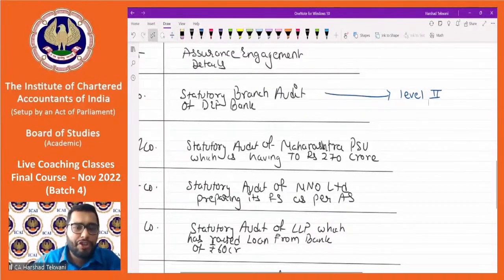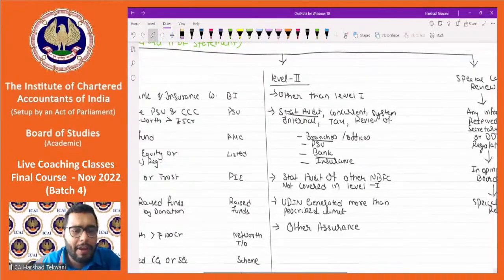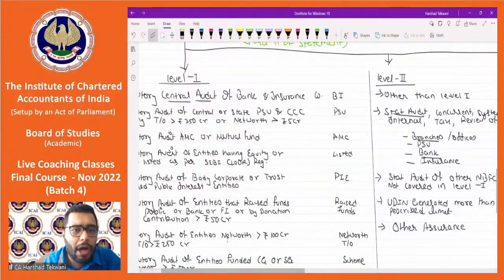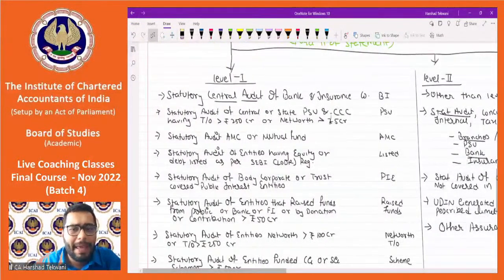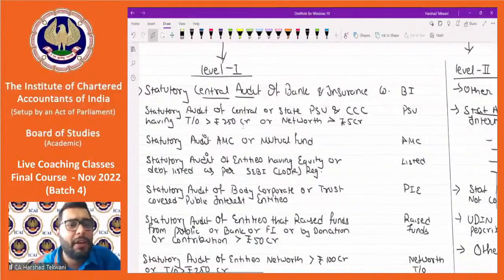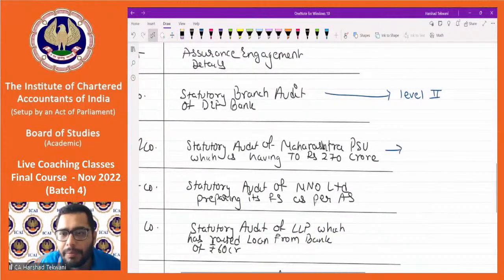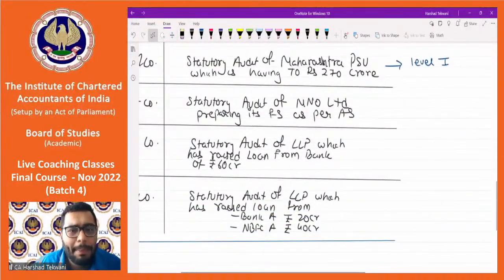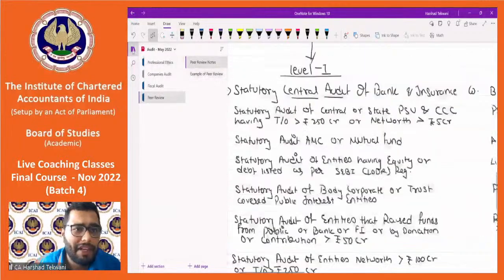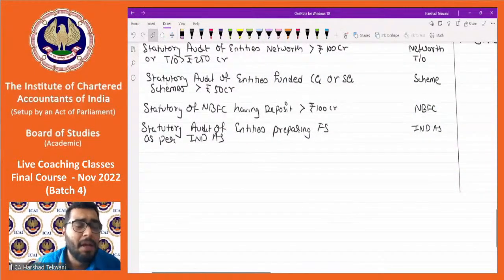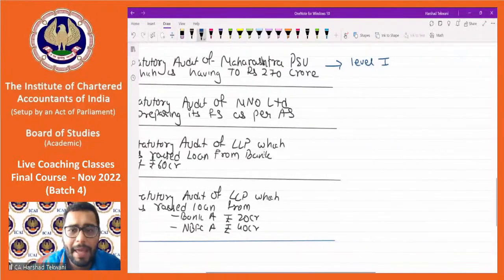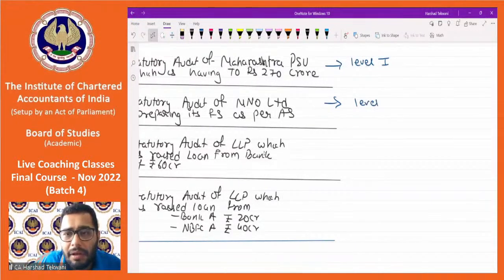Okay. Now, statutory audit of a Maharashtra PSU which is having turnover of 270 CR. As per the conditions of level 1, statutory audit of a state or central PSU or credit cooperative society having turnover greater than 250 CR. Here it is 270 CR, which is greater than 250, so it will be level 1. Statutory audit of MNO Limited preparing its financial statements as per AS, not Ind AS. Our condition for level 1 was that they should be preparing financial statements as per Ind AS. So hence this will be level 2.